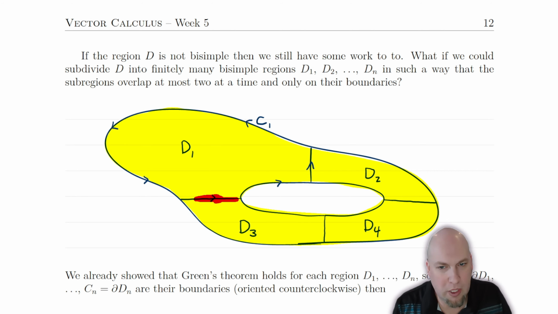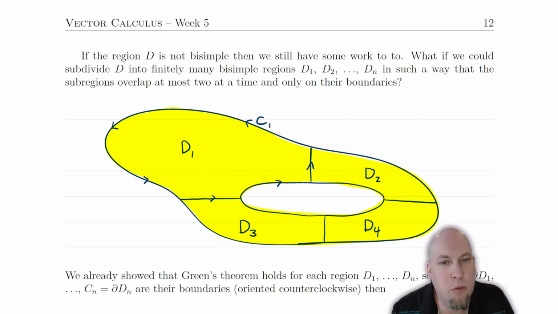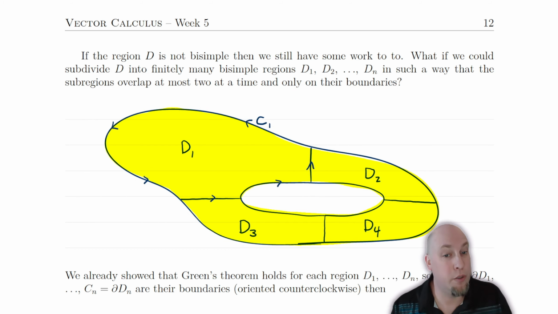There's no more overlaps there. It's not like D2 and D4 are also overlapping on this region. And similarly over here, the boundaries of D1 and D2 are overlapping here. But they're never overlapping more than two at a time. Two of these subregions have an overlapping boundary there, but it's not like D3 and D4 are also overlapping at the same spot. Okay, so as long as you can split it up into bisimple regions where just two of the subregions have overlapping boundaries at a time, then it turns out things are going to be okay.